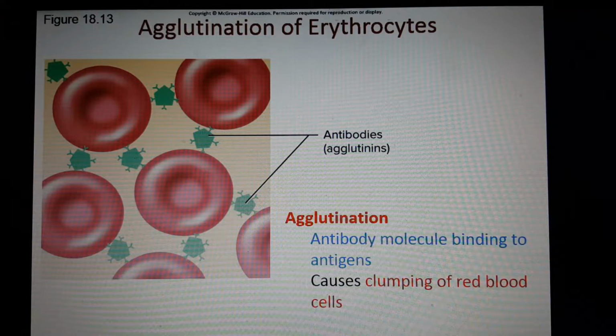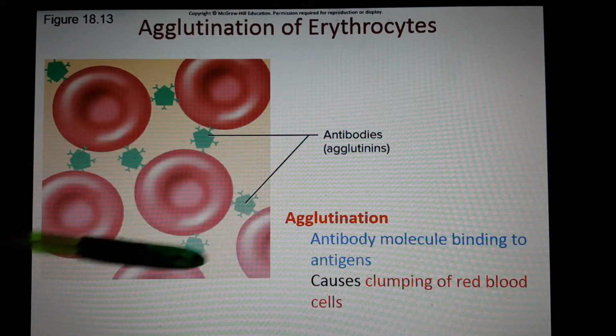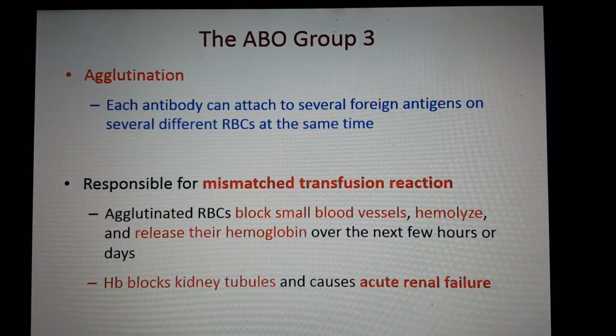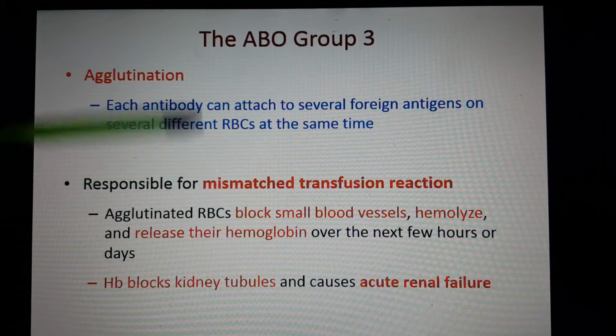So the antibodies here in green will bind to the agglutinogens, or the antigens, on the surface of the transfused blood, therefore causing clumping, since these antibodies can bind to multiple red blood cells, causing them to group up or clump. This clumping causes the mismatched transfusion reaction.